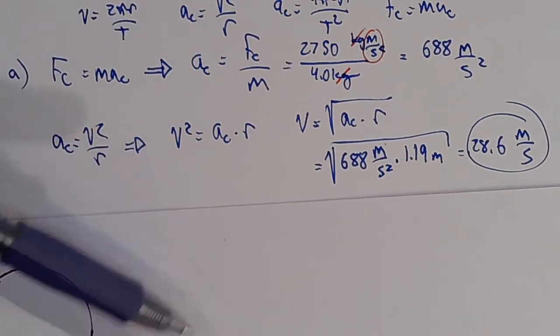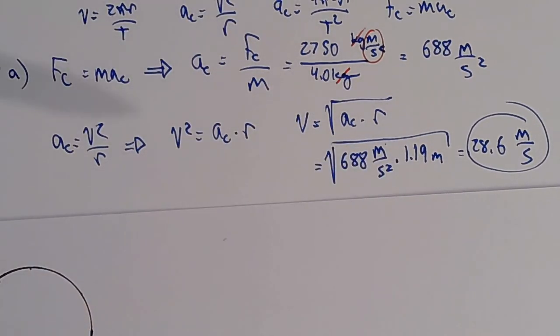Again, in a real hammer toss, she's not going to have a uniform circular motion. But for this problem, we assume that she does. Okay, so that's part A.